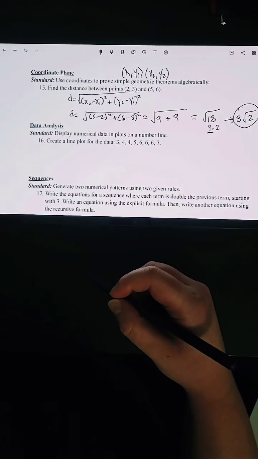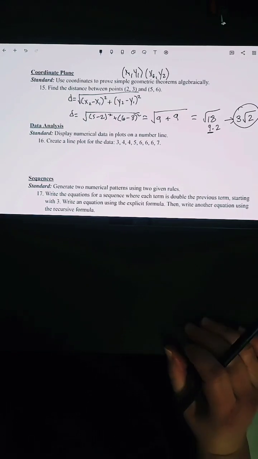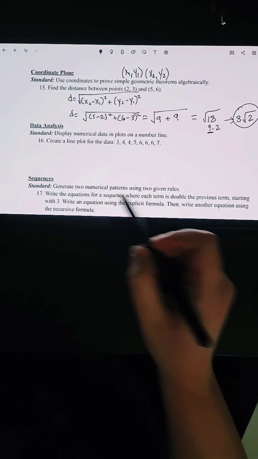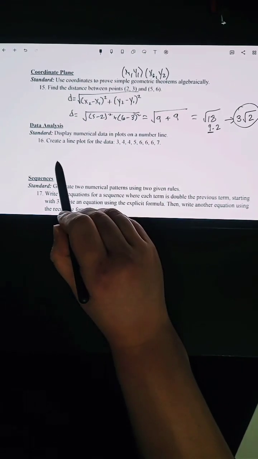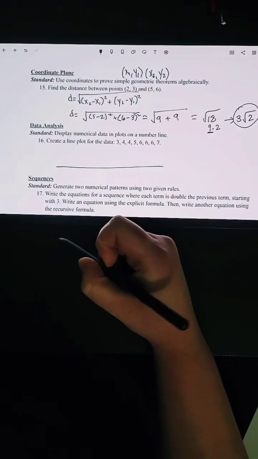Okay, so let's go to the next problem. This is just a line plot. They've been liking line plots and box plots for some reason on the past couple SAT exams. They didn't used to do it a lot, but that's why I put this on here.